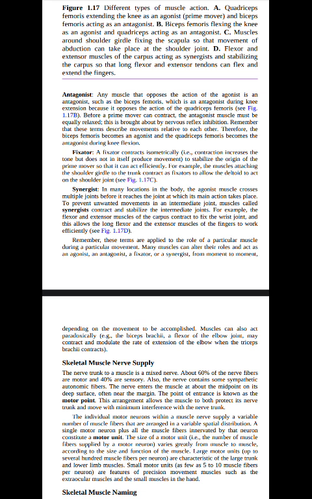Skeletal muscle nerve supply: the nerve trunk to a muscle is a mixed nerve. About 60% of the nerve fibers are motor and 40% are sensory. Nerves also contain some sympathetic autonomic fibers. The nerve enters the muscle at about the midpoint on its deep surface, often near the margin. This point of entry is known as the motor point. This arrangement allows the muscle to both protect its nerve trunk and move with minimum interference with the nerve trunk.